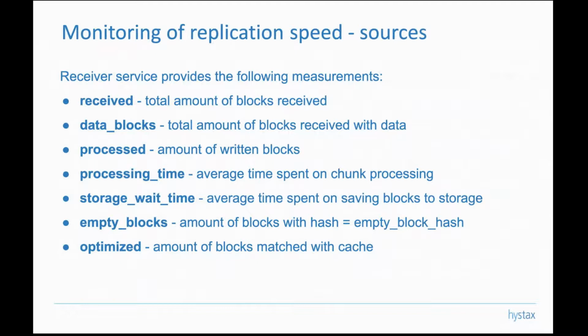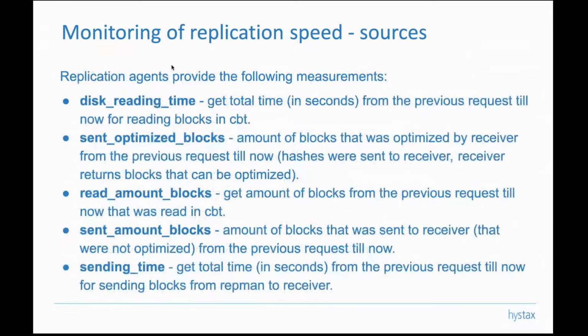In case of, for example, having low speeds from the replication agent, we may think that the problem is on the disk side, because the disks are slow and the agent is getting the data from the disks very slowly.